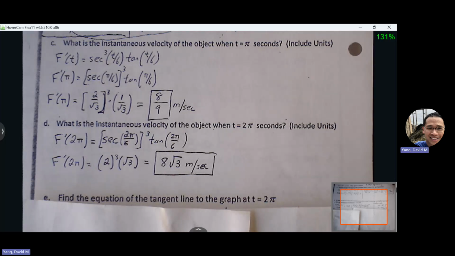Okay, so 2 pi in for t, we get secant of 2 pi over 6, the same thing as secant of pi over 3. Secant of pi over 3 is related to cosine of pi over 3. Cosine of pi over 3 is 1/2, so flip that, we get 2. Tangent of pi over 3 is root 3 over 1.